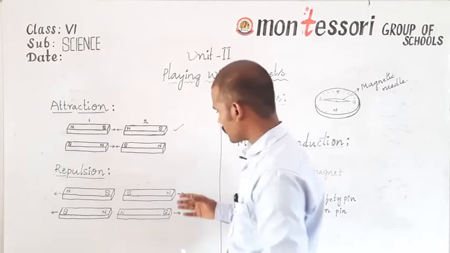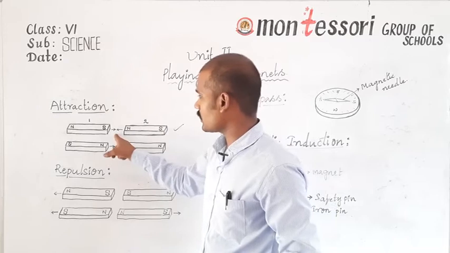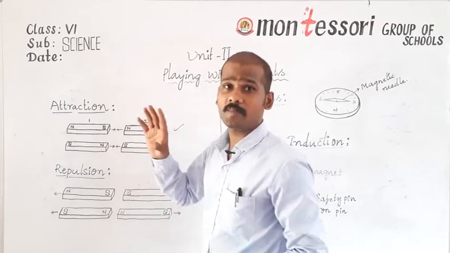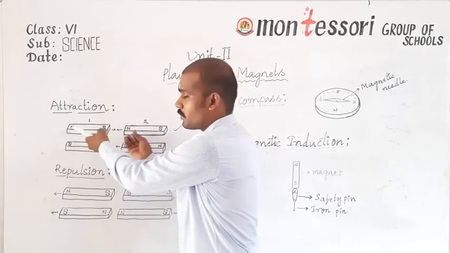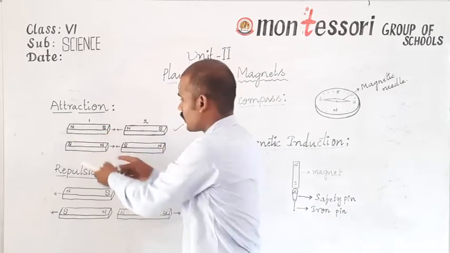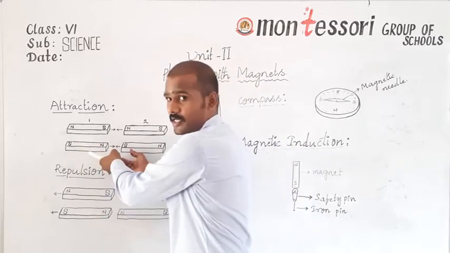Here you can see I have shown attraction and repulsion with the help of arrow marks. Here, south pole and north pole, that means unlike poles attract. So these two magnets, they will attract. So here also north pole and south pole, unlike poles, so here they will get attracted.